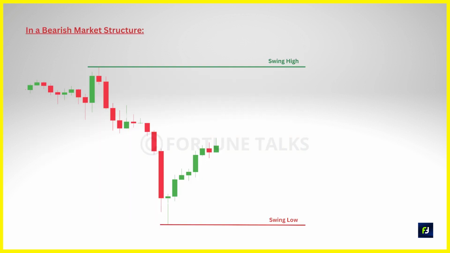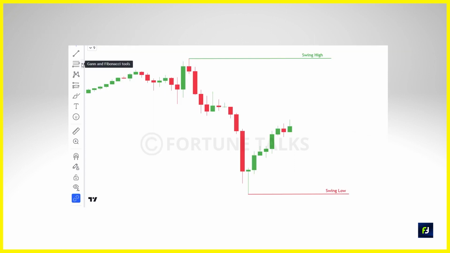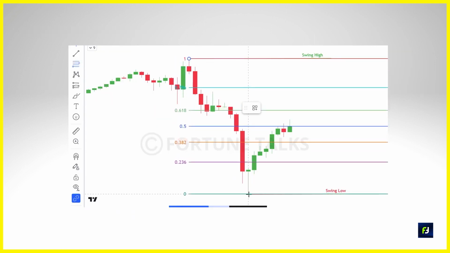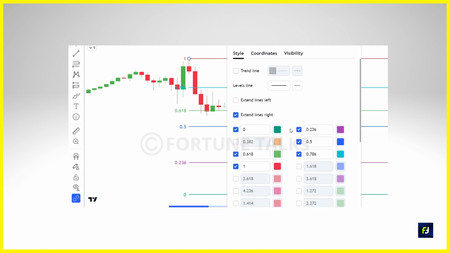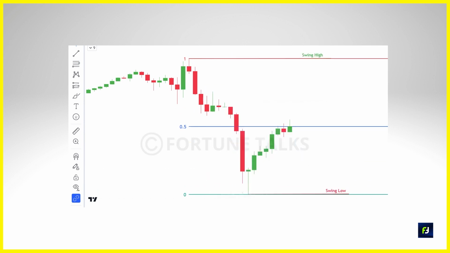In this case, the price has declined lower. This is an impulse move towards the downside. So the first step is to spot the swing high and swing low of this impulse move. Then use Fibonacci retracement tool to connect the swing high and the swing low. This will plot the retracement levels automatically. Now go to the settings and uncheck all those levels that we don't require. Just keep the 0%, 50% and 100% levels.